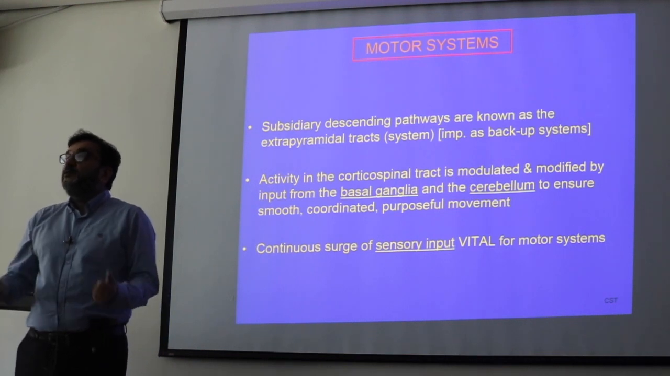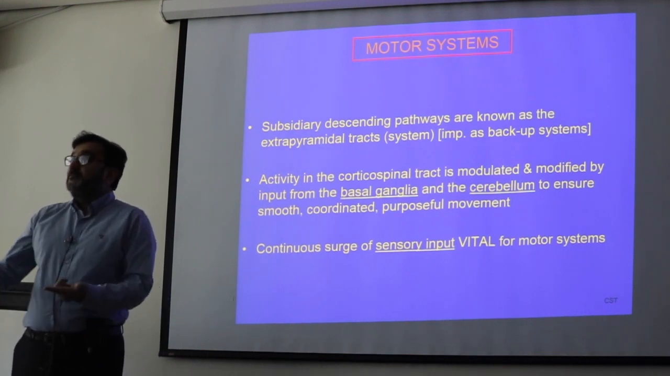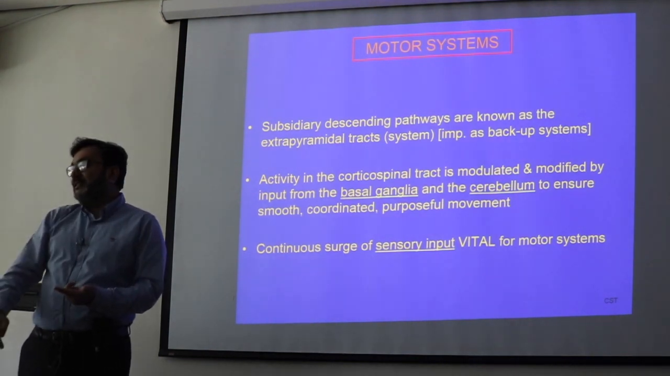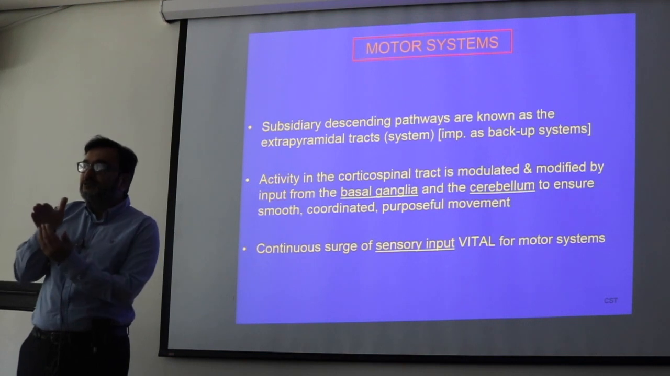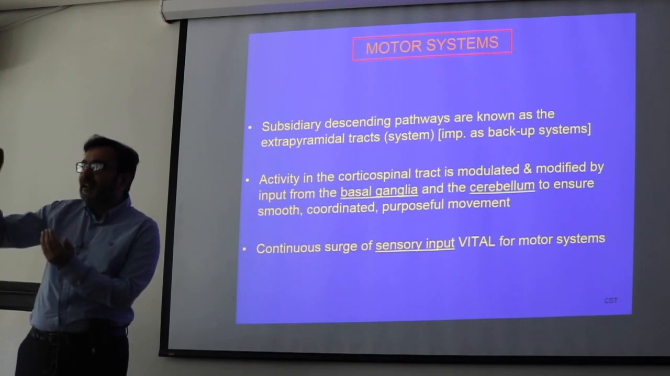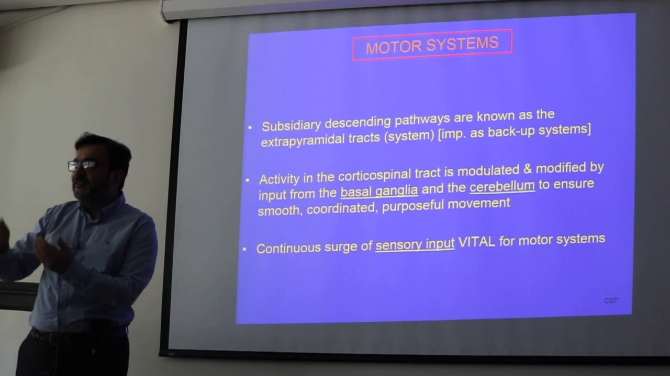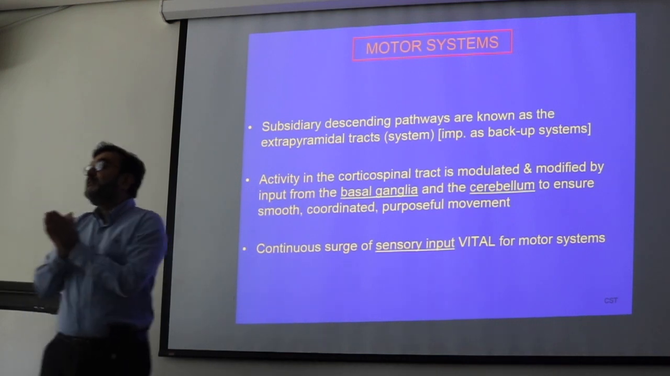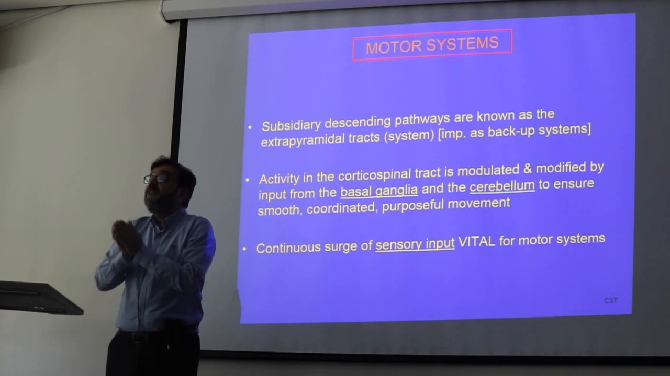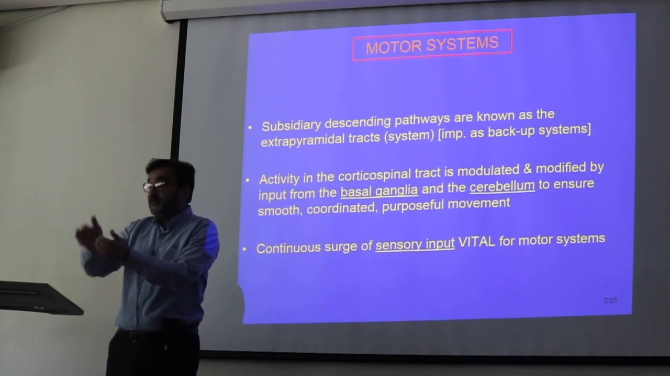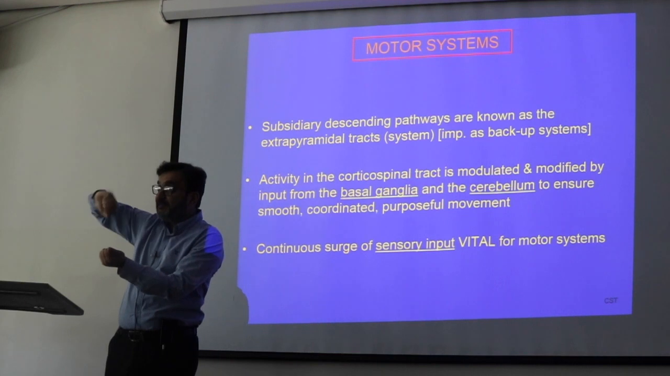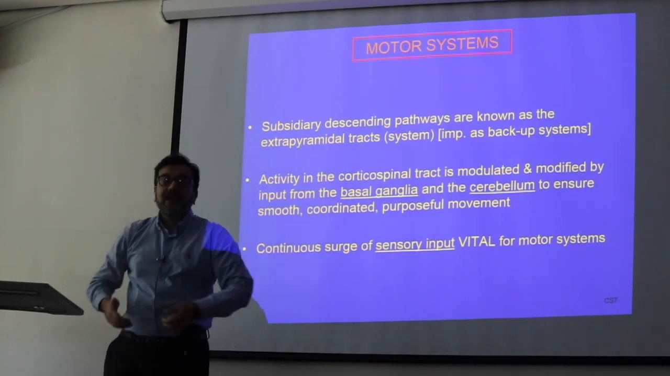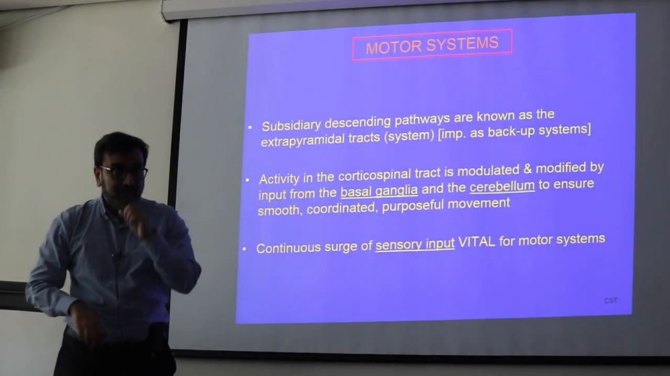So when you want to perform a movement, before starting the movement, the cortex is going to send signals to the basal ganglia, and the basal ganglia is going to stop its inhibitory discharge for a moment so that you can perform a movement. So the basal ganglia is important in initiation of a movement because it needs to stop its continuous inhibitory discharge to the cortex so that you can start the movement.